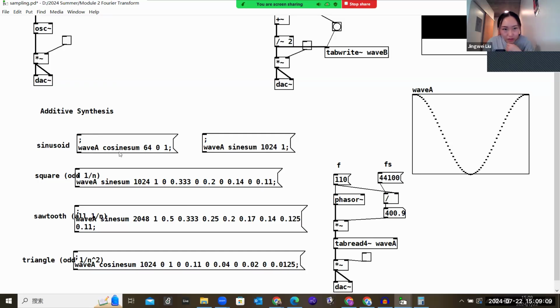So here we are actually using this cosine sum, and this something called sine sum. Sine sum is a sine function, cosine sum is a cosine function. And let me change this back to 1024. Okay. So sine sum, cosine sum. Why it's called sine sum and cosine sum means sum sine waves together, right? It uses additive synthesis.